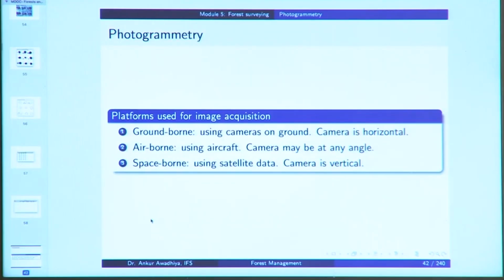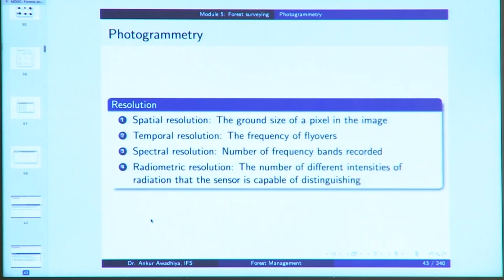In the case of photogrammetry, we typically use 3 different kinds of platforms. They can be ground borne platforms, in which case you are using cameras on the ground and the camera is horizontal, or you can make use of space borne platforms, in which case you are using satellite data, and in this case the camera is vertical. The third option is that you can make use of airborne platforms, in which case you use an aircraft or a drone, and in this case the camera may be at any angle.